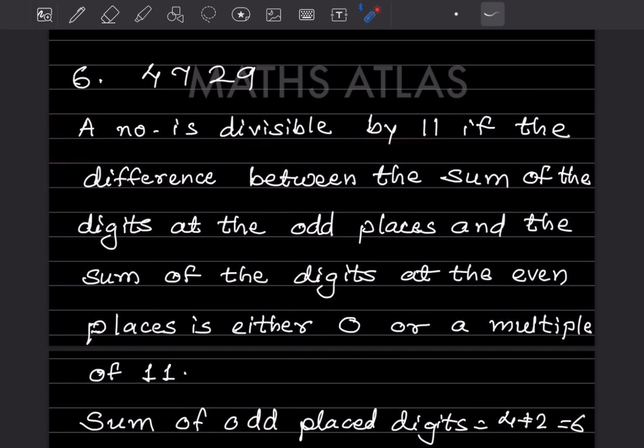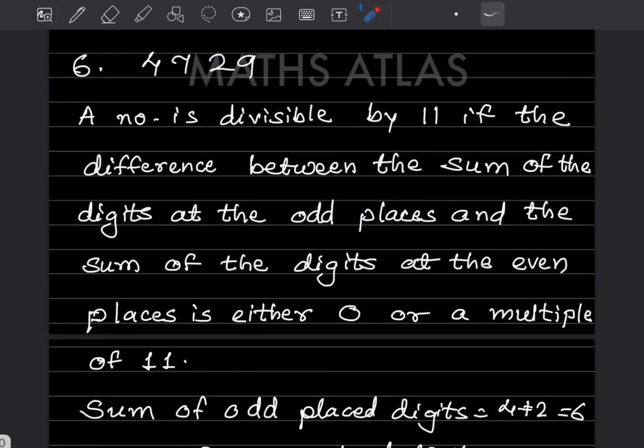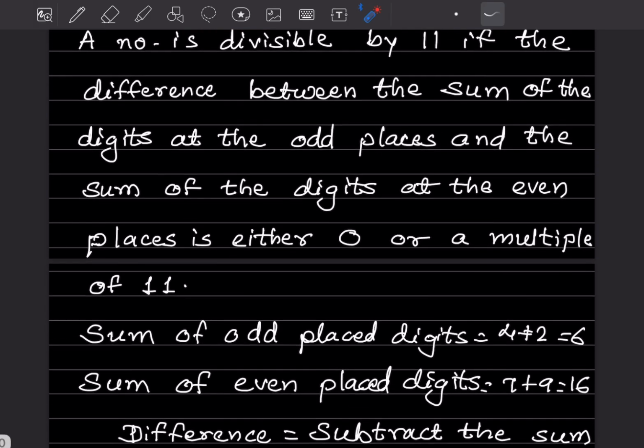Now the odd places. See here, this is the number, so this is 1, 2, 3, 4. Which are the odd places? 1 and 3 are odd positions, so 4 and 2 are at the odd places, and 2 and 4 are even positions, so 7 and 9 will be the even places. So the sum of the odd place digits is 4 plus 2, which is 6, and the sum of the even place digits, 7 and 9, is 16.